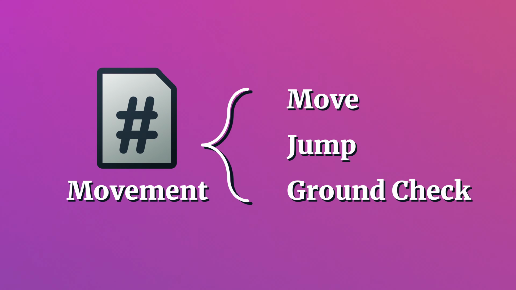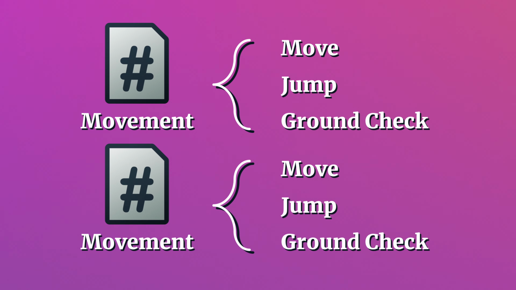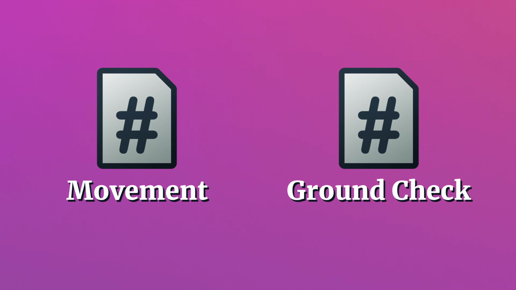So is it okay to put them together? At this point, it's up to you to decide what one responsibility means, and you'll need to decide if any one part of this combined system will need to be changed separately to the rest. For example, is it likely that you'll need to create other objects that can be grounded, but that don't need to be controlled through moving and jumping? Maybe.